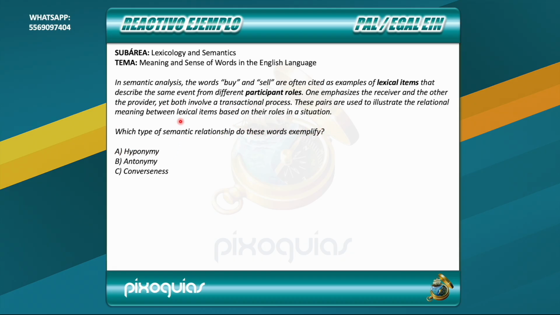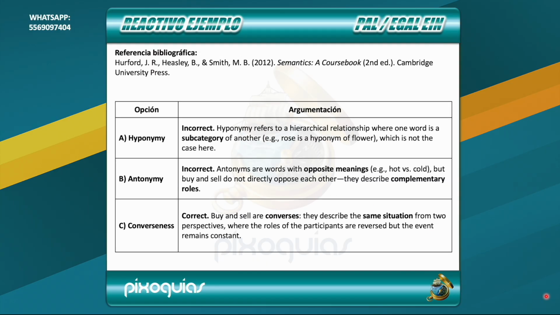A. Hyponymy. B. Antonymy. Or C. Converseness. The correct answer is C. Converseness. Why? Because "buy" and "sell" are converses. They describe the same situation from two perspectives where the roles of the participants are reversed but the event remains constant.